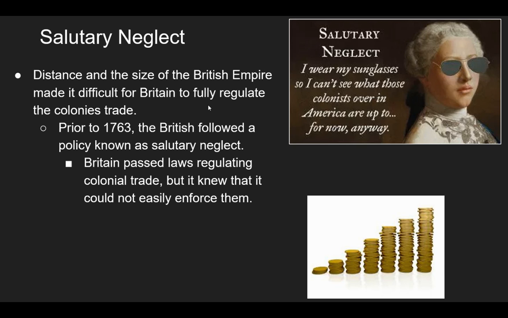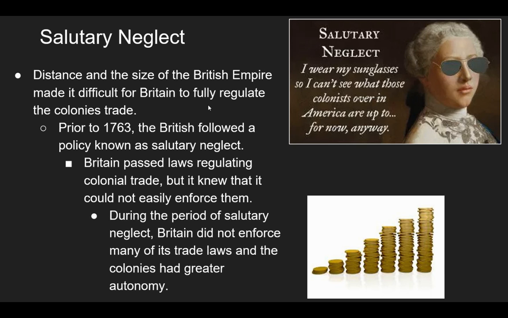So similarly, Britain is ignoring some of their trade policies. During this period of about 100 years of salutary neglect, Britain does not enforce its trade laws, which means the colonies have greater autonomy. The New York lumberjack is trading to potentially Canada or another American colony or the British West Indies instead of the Crown, because he is able to sell his lumber to the person who's willing to give him the most money.